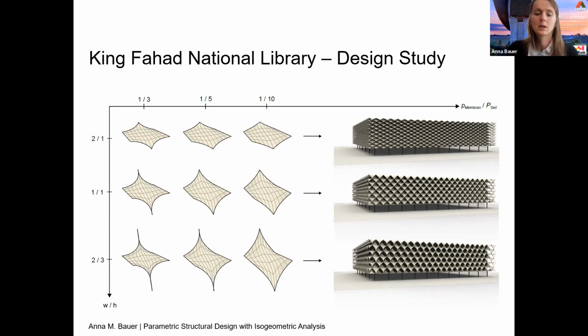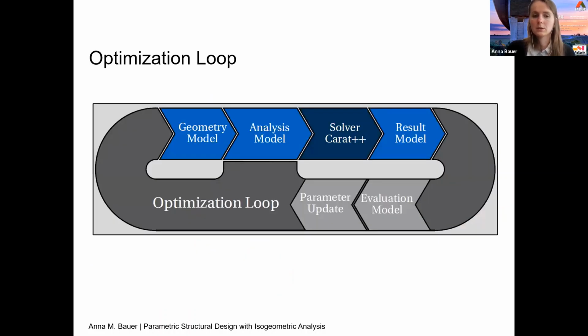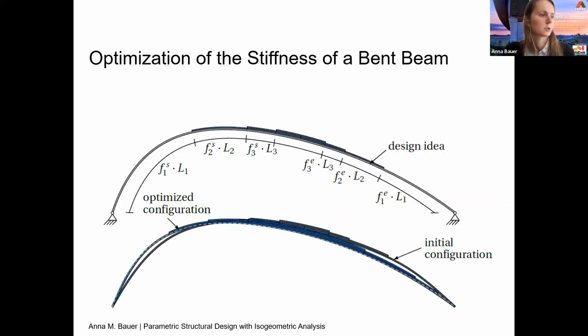from the outside. And having this smooth parametric setup, we can integrate this into an optimization loop. So if we know what we want to look at, we can evaluate a model and generate a parameter update out of it. And this parameter update is not necessarily only the geometry, but can also go into the analysis model. And an example is shown here.